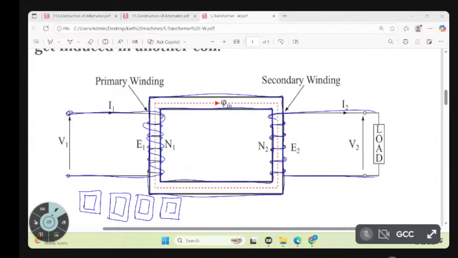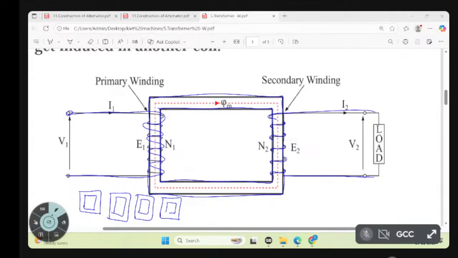Electrical energy transferring from one winding or one circuit to another winding, another circuit, by the principle of mutual induction. There is no rotating part, so we can call it a static device. Now, how does it work? Why am I saying principle of mutual induction? What is meant by this principle? How are we getting E2, I2, and V2?